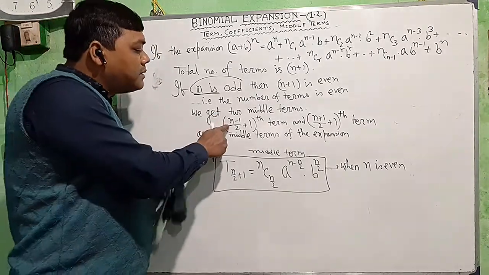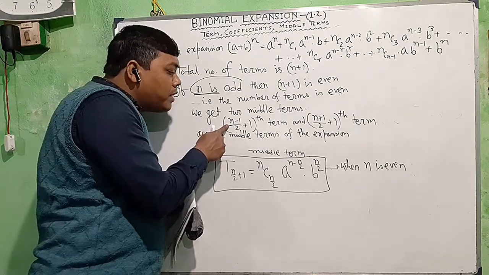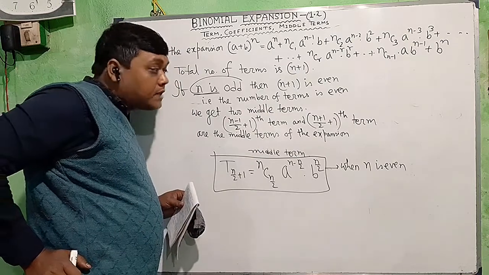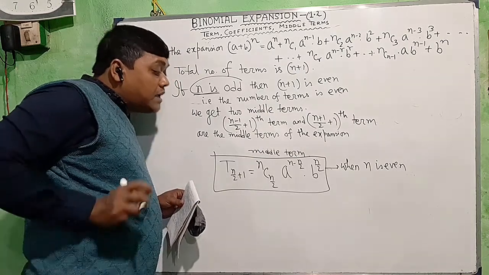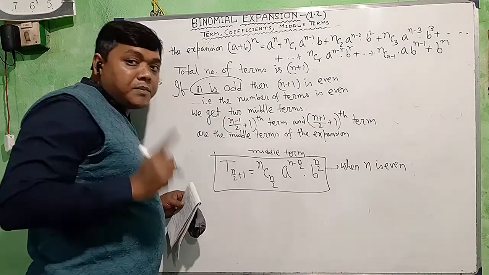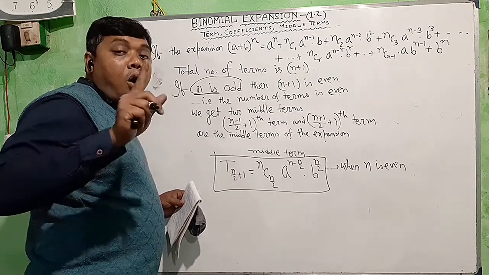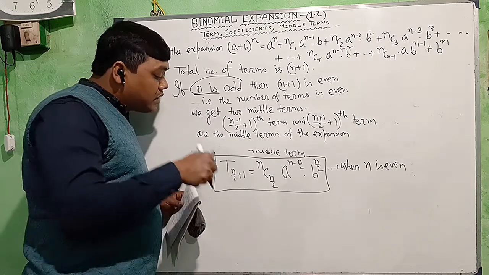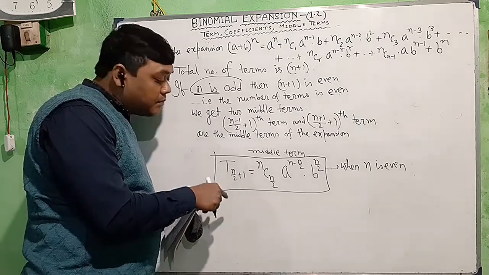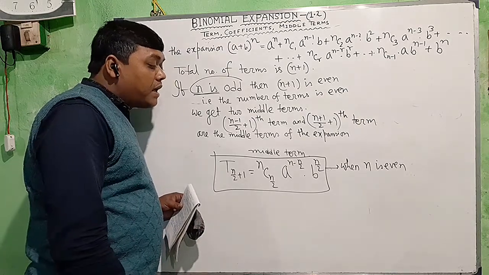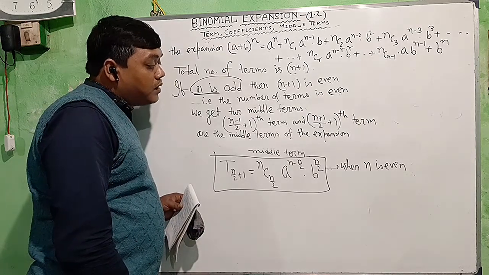So one middle term is the ((n-1)/2 + 1)th term, and another is the ((n+1)/2 + 1)th term. And if n is even, that means the index is even, you will get only one, a unique middle term. That middle term is T(n/2 + 1), that is nC(n/2), a to the power n minus n/2, b to the power n/2.